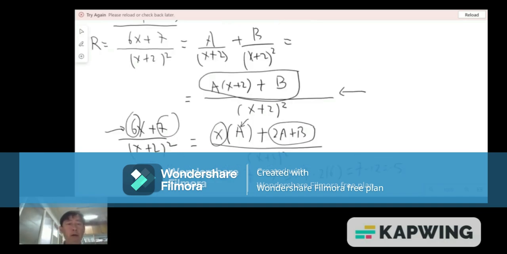The coefficient A in the partial fractions in example 13 is simply equal to 6 over x plus 2. The constant B in the second partial fraction term is simply minus 5.